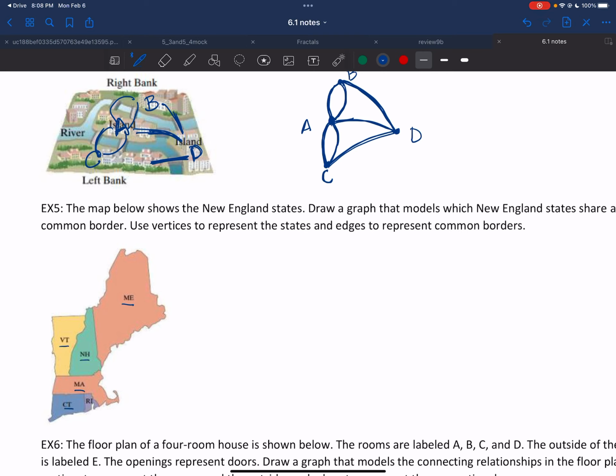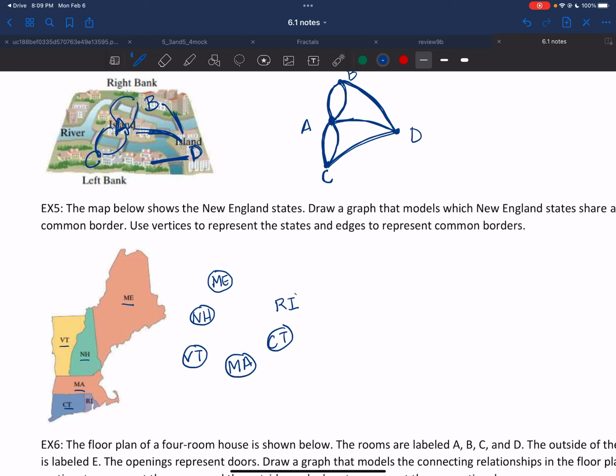Okay, so I'm just going to go ahead and put them out. So we have Maine, we have New Hampshire, we have Vermont, we have Massachusetts, we have Connecticut, and we have Rhode Island. Okay, so those are our vertices. So imagine these as huge dots, right?